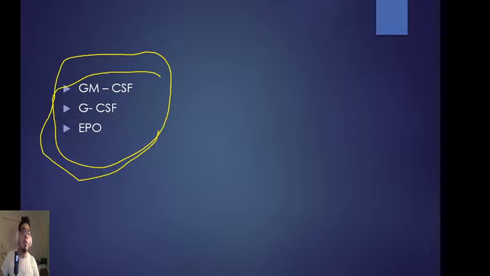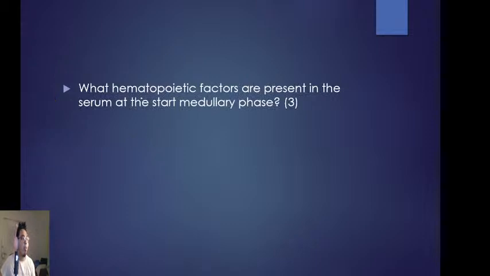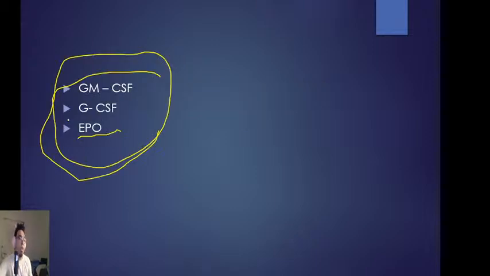Now, let's start with EPO first, because this is the easiest. This is, again, a hematopoietic factor that is present in the serum at the start of the medullary phase. What is EPO? I'll give you a clue. Erythropoietin. Oh, okay, so you don't need a clue. Very good. That's what I like about you, you don't need clues.